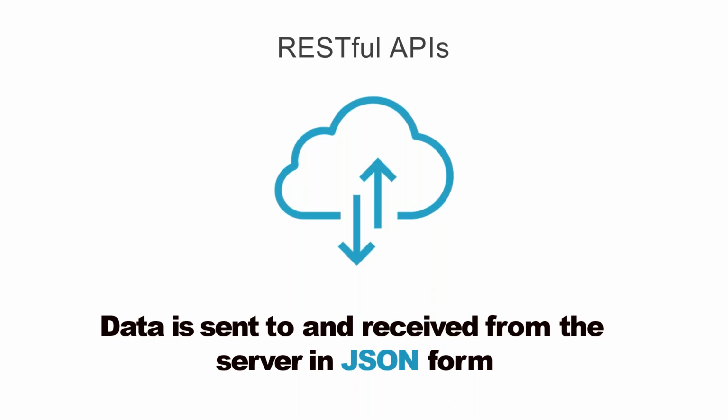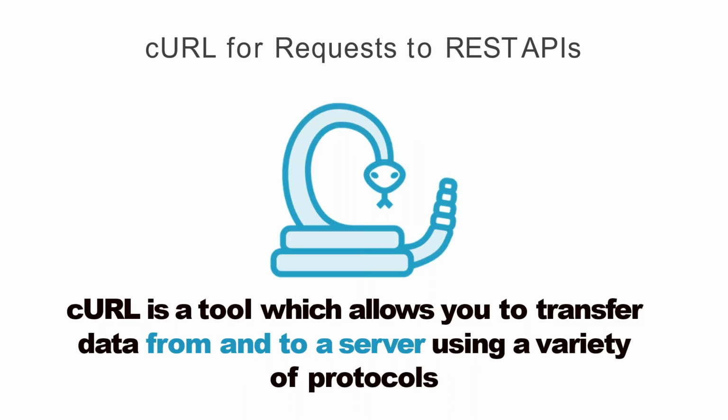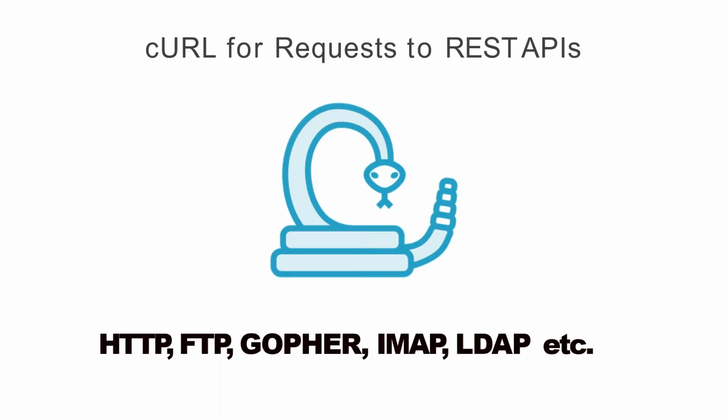So how can you send the data? Data is sent to and received from the server in JSON format. Remember that. When you use the RESTful APIs, it is sent and received in JSON format. In these sessions, I'm going to use not a programming language but curl, a tool which allows you to transfer data from and to a server using a variety of protocols. Curl supports multiple protocols like HTTP, FTP, Gopher, IMAP, LDAP, etc. But in these sessions, we'll use the HTTP protocol.